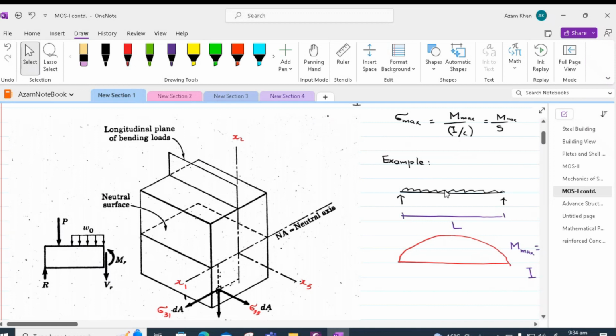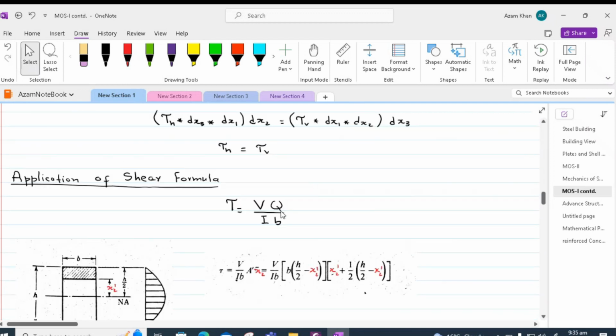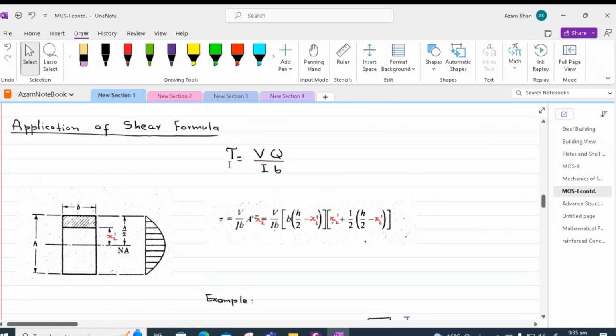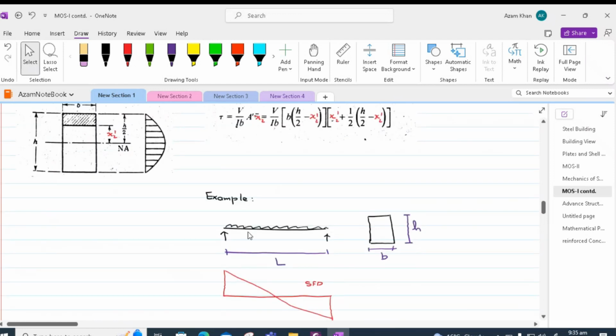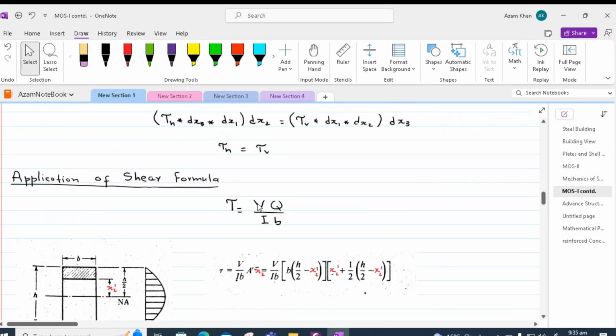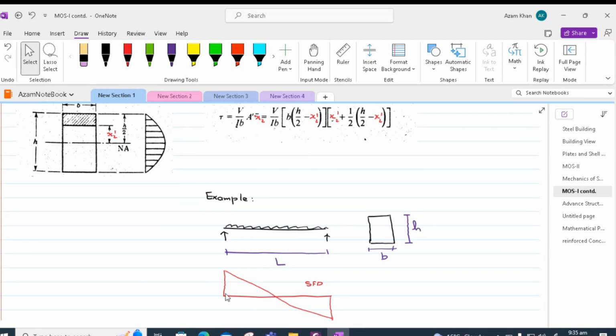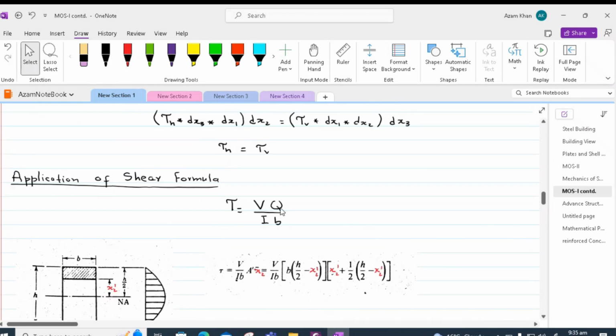Corresponding to that vertical, we have a horizontal shear force also present. Let us now discuss the application of this shear force formula. We have tau is equal to VQ over IB. V can be determined by drawing the shear force diagram. In order to get the maximum V, we can take the shear at the supports, which in this case is maximum. So V divided by IB.